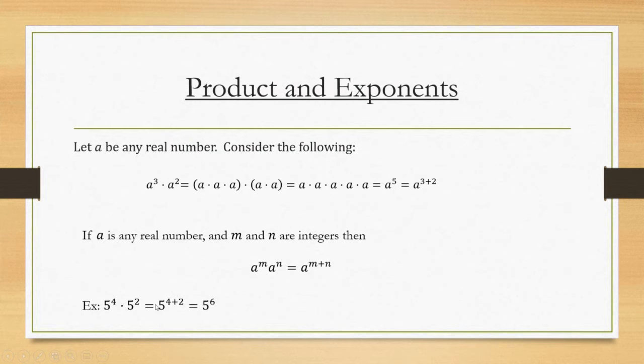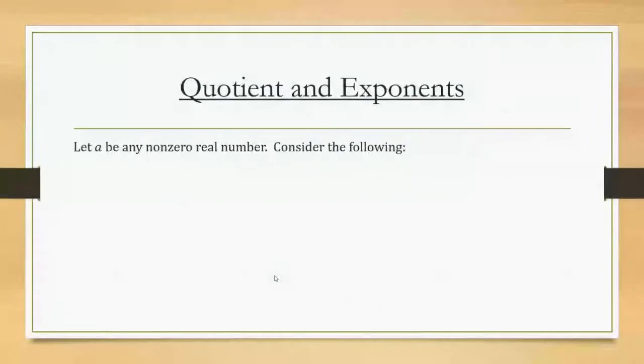So we have one here: 5 to the 4th times 5 squared. Again, you add the exponents and you get 5 to the 6th. If in a calculator you were to multiply and carry out the product, you would see it would be the same as 5 to the 6th. Just trying to illustrate this rule. Okay, that was a product.